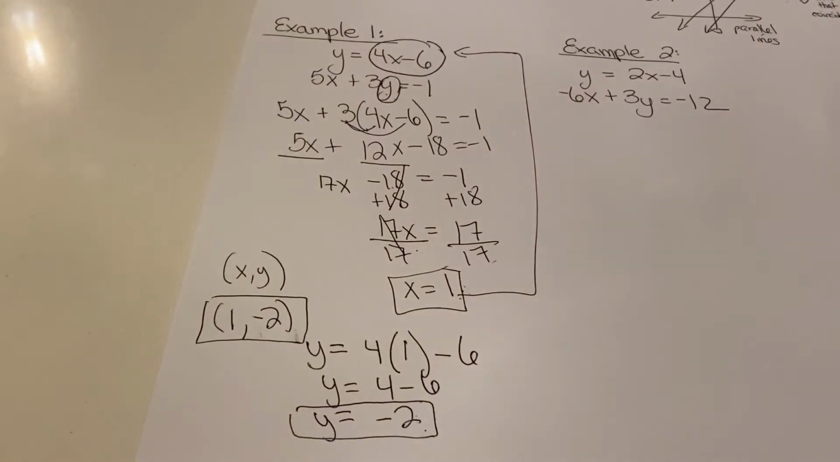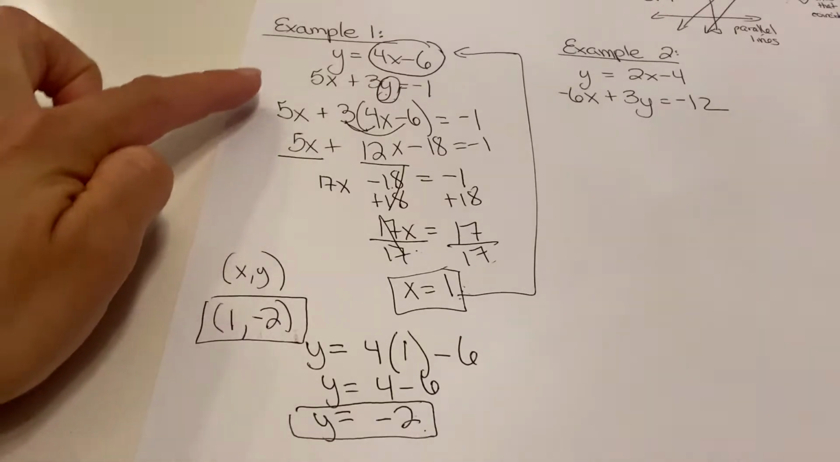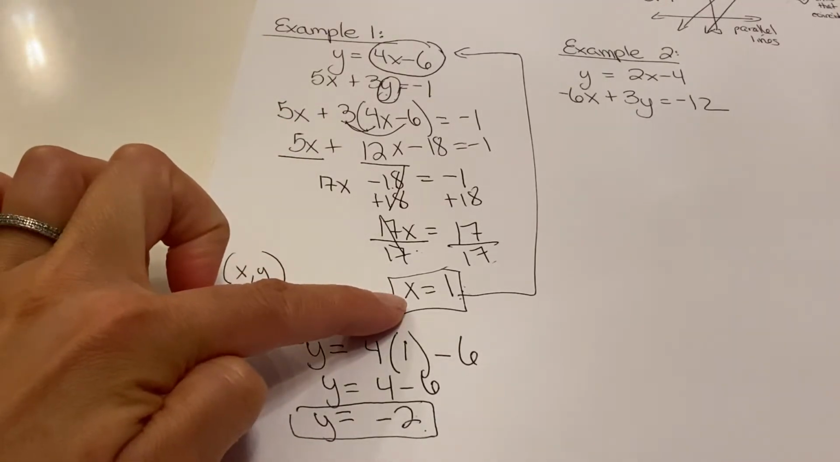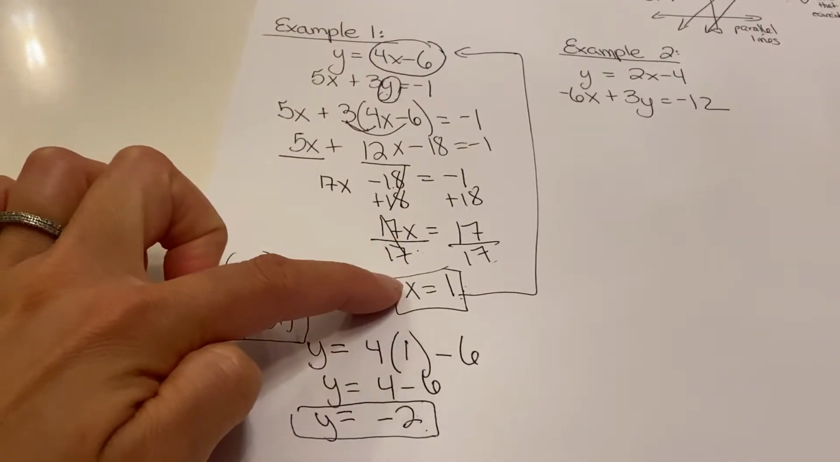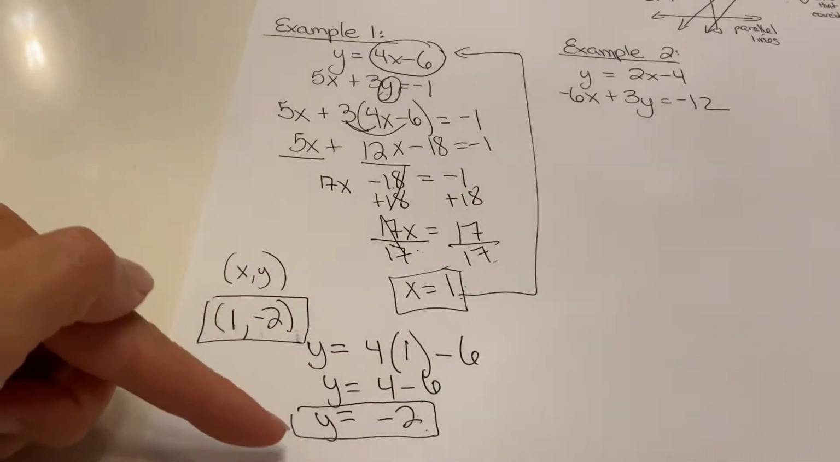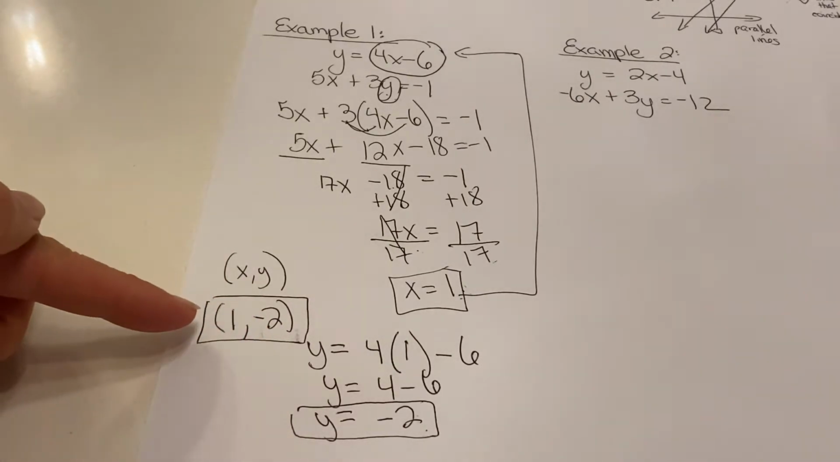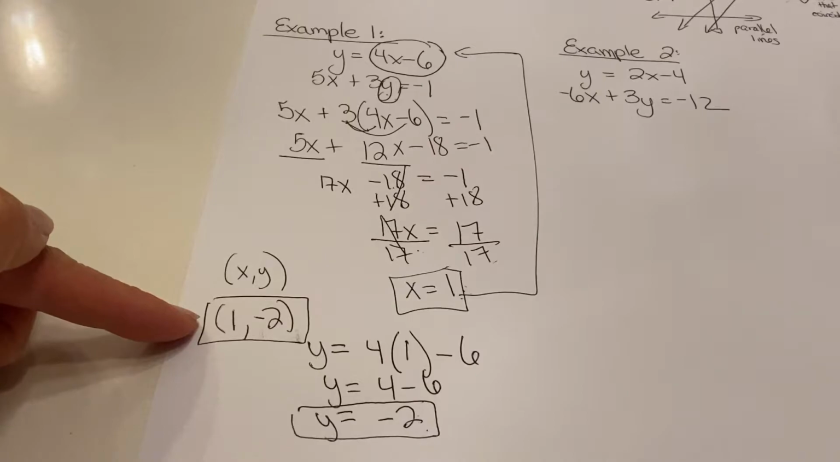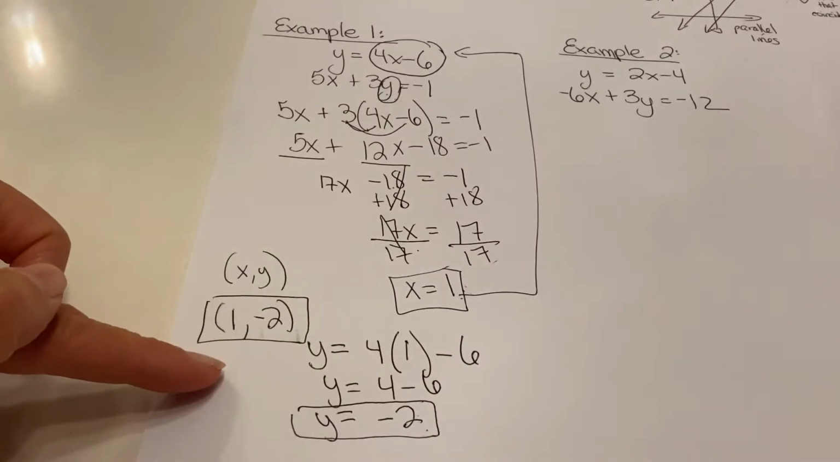Okay. So basically when you have a solution, you're going to be able to solve for the x or the y. And once you find one, you plug it into the other equation to find the other. And then you list your solution as a point. All right. So this represented one solution.